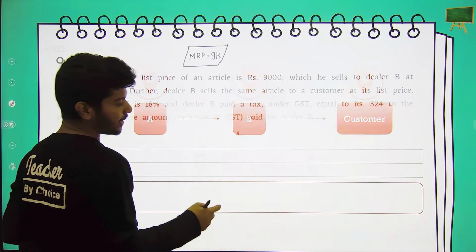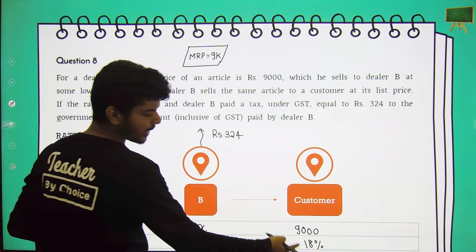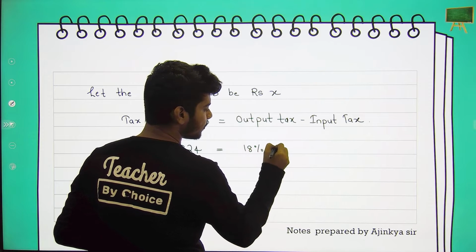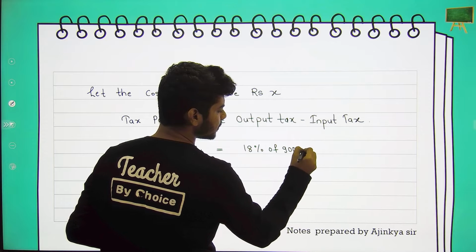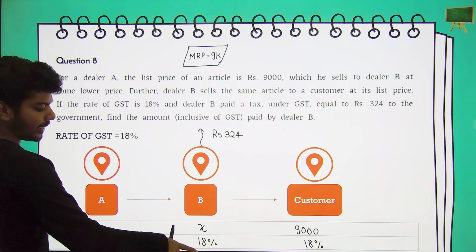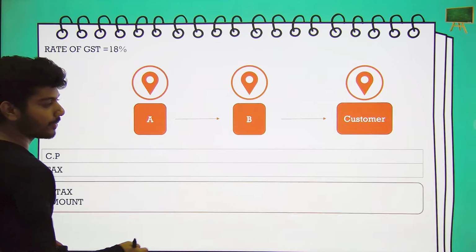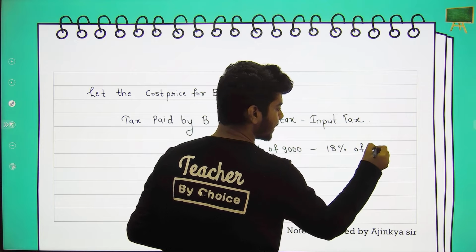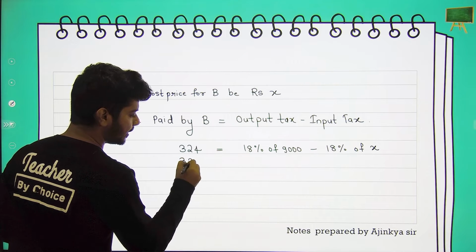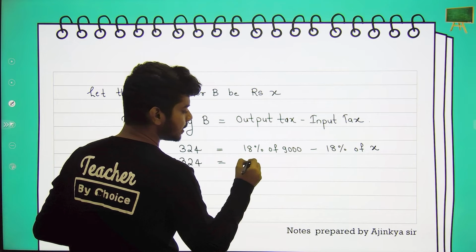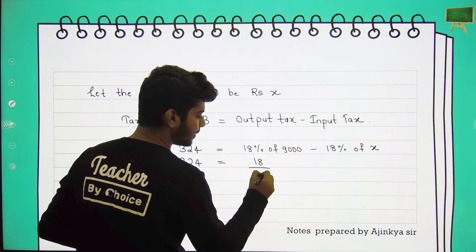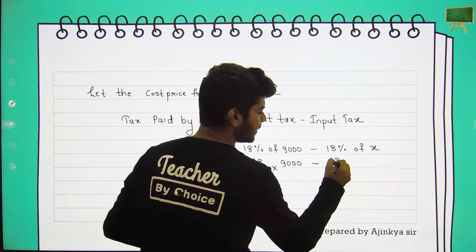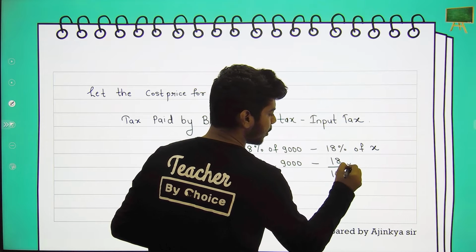Output tax, look at the output side. How will we calculate output tax? 18% of 9,000, minus input tax. How will we calculate input tax? Can I say 18% of X? Input tax will be 18% of X. So 324 is equal to 18% of 9,000, which is 18 divided by 100 into 9,000, minus 18 divided by 100 of X.